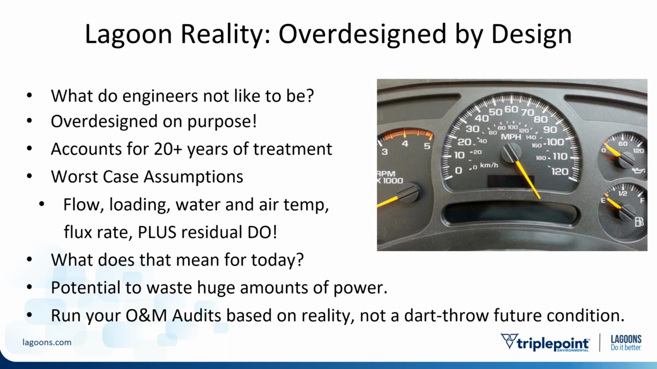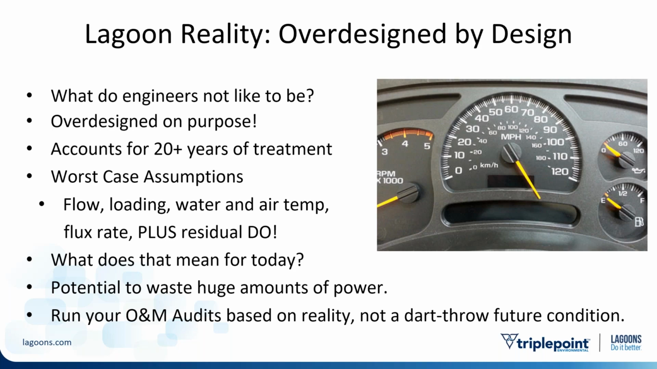So they make worst case assumptions. They're going to assume the town's going to grow to X, Y, and Z. We're going to assume a worst case flow, and we're going to assume a worst case loading, worst case water and air temperature, worst case flux rate, plus we need extra air on top of that because we need a residual dissolved oxygen content in the lagoon. And what that means for you today is that the day you turn your plant on, you are way over capacity. You're putting way more aeration into that pond than is required compared to the design. And there's a potential to waste a huge amount of power in this case.